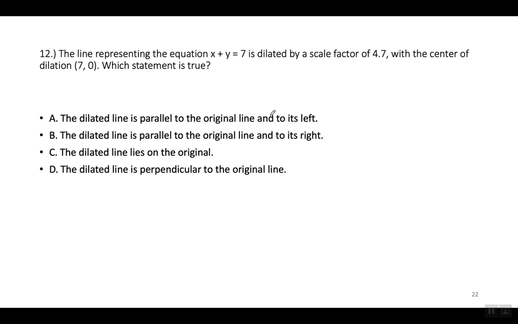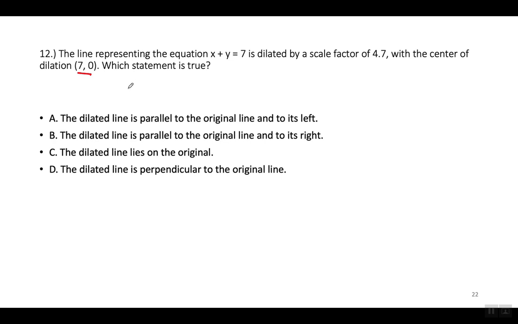All right, number 12. The line representing the equation x plus y equals 7 is dilated by a scale factor of 4.7 with a center of dilation at (7, 0). Which statement is true? This is another question that has to do with dilating a line. If the center of dilation is on the line, the line remains the same.